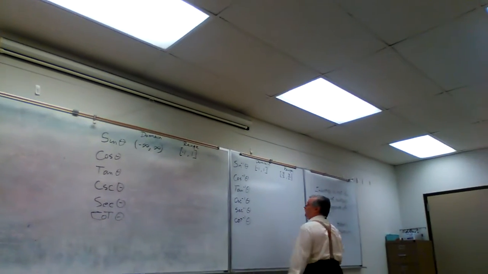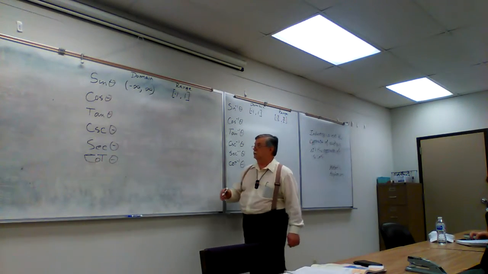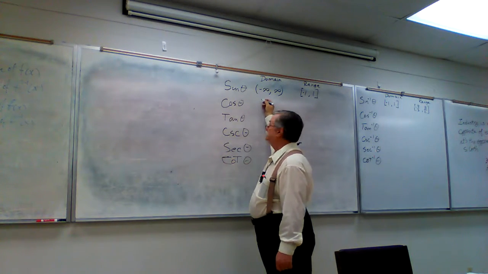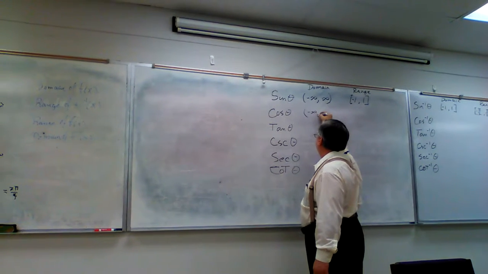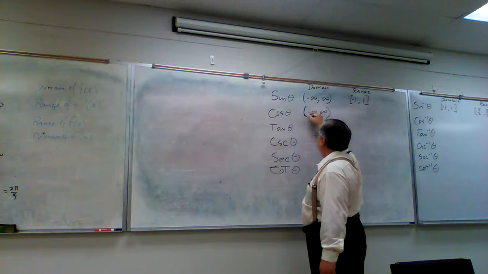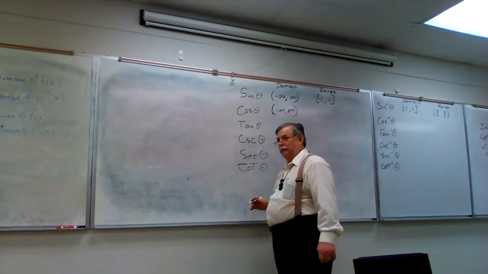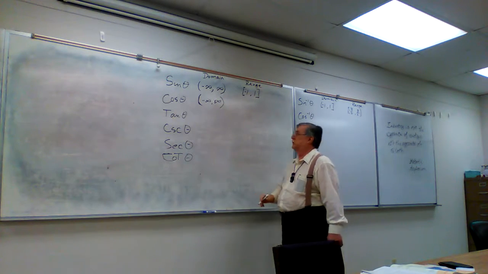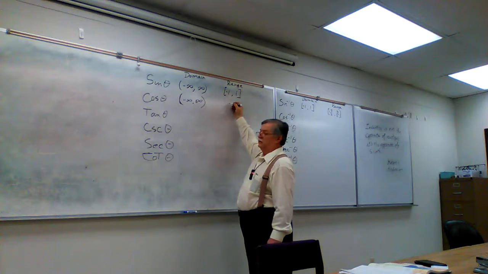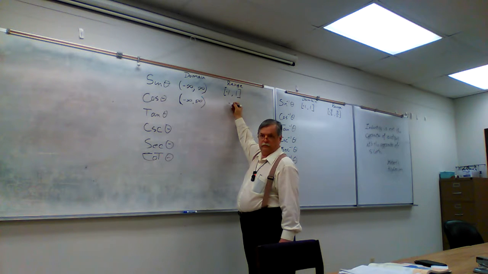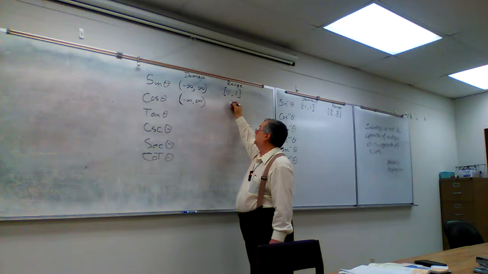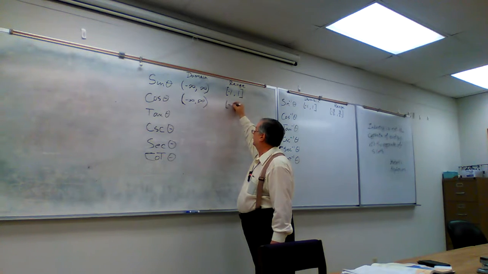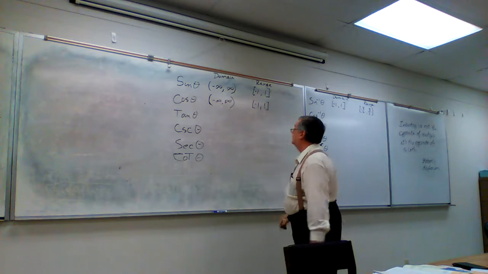All right, let's finish filling out this table. What's the domain of cosine? Minus infinity to infinity. One more word. Exclusive. Use the curved parentheses. What's the range of cosine? Negative 1 to 1 inclusive. Very good.